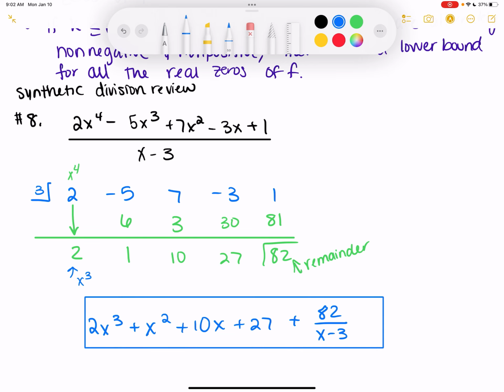I'm pretty sure we had done synthetic division. Does this look familiar? Yeah. Pretty sure we did it last year.